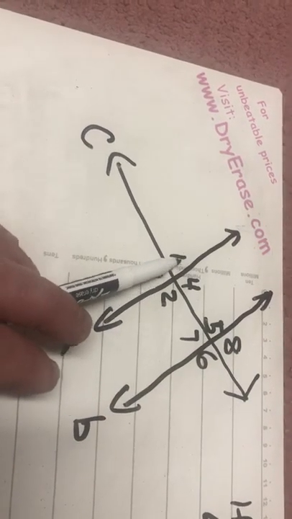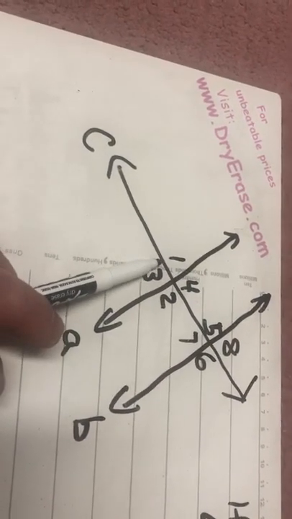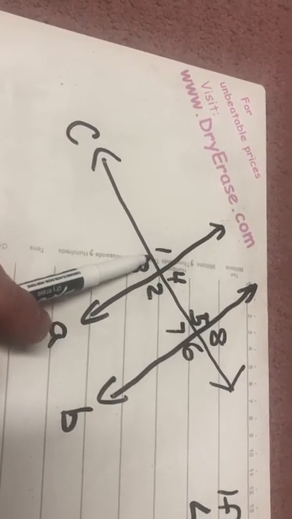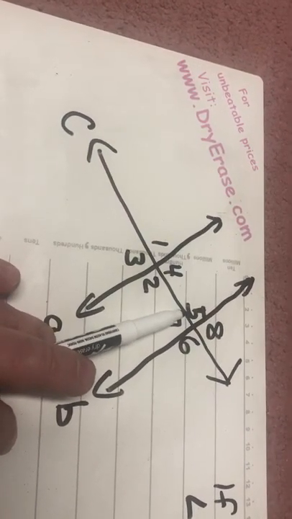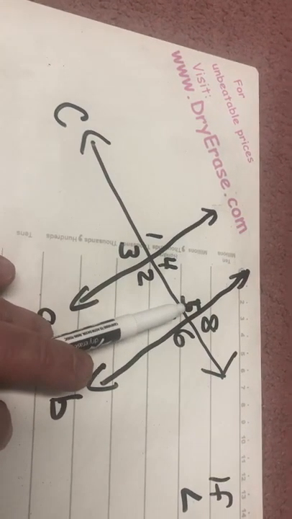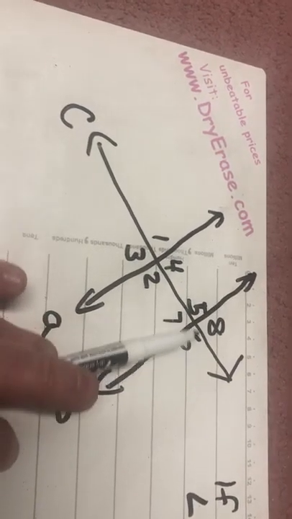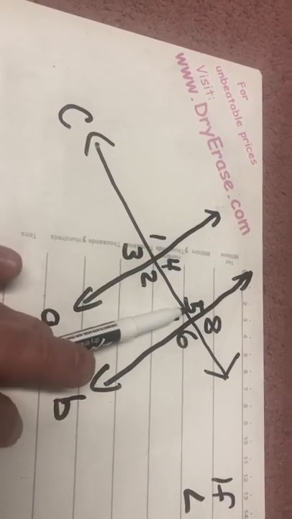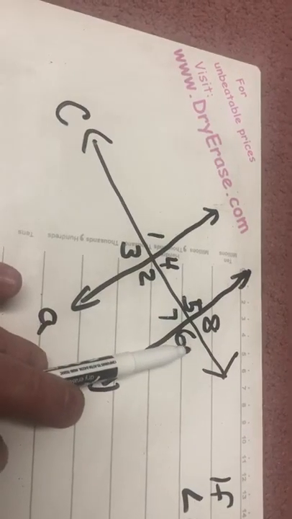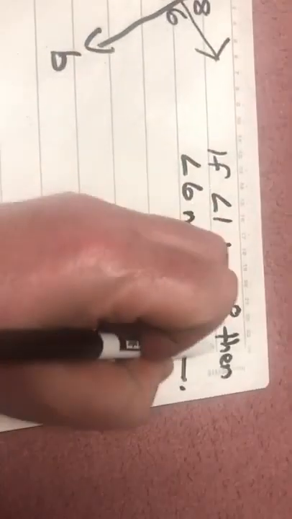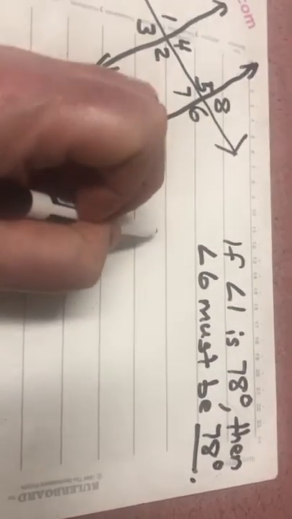Now, if angle 1 is 78 degrees, angle 5 is in the corresponding spot with angle 1. So if angle 1 is 78 degrees, then angle 5 must also be 78 degrees. But the question asks us about angle 6. Well, angle 6 is opposite to angle 5. And we know that opposite angles are equal. So if angle 5 is 78 degrees, then angle 6 must also be 78 degrees.